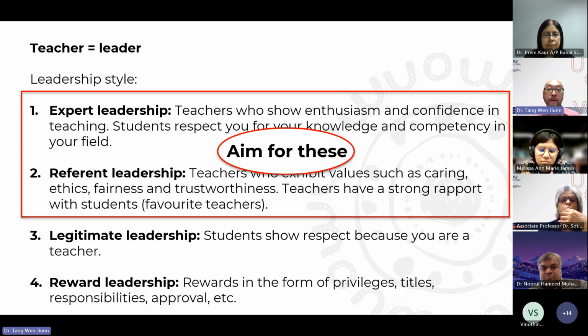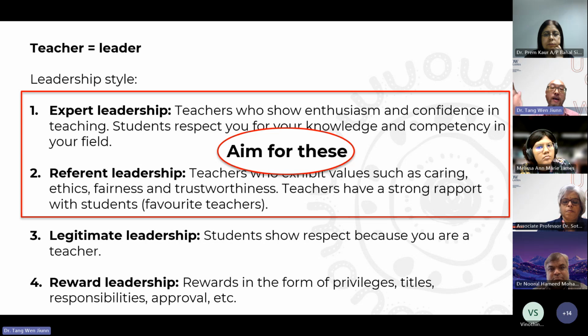Of course, number one, the expert leadership, would take time to develop. Once you have gone through several cycles in the classes, then you will get the idea how to pace yourself, and at that time you achieve the expert leadership. But before you reach there, make sure at least by the end of the semester, hopefully you can reach the reference leadership, where the students and teachers can discuss things openly.